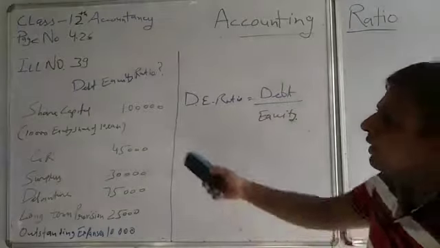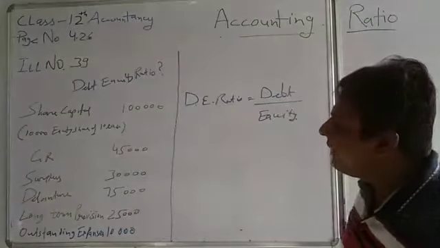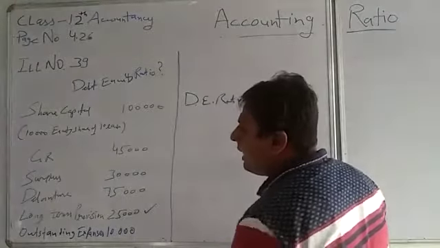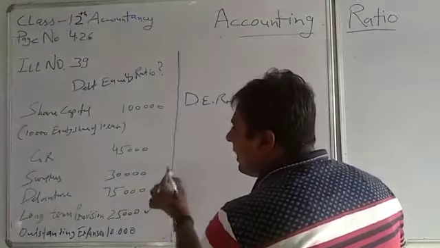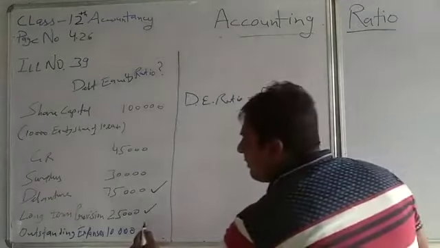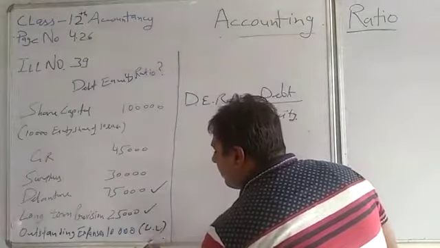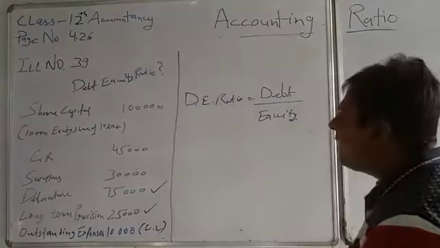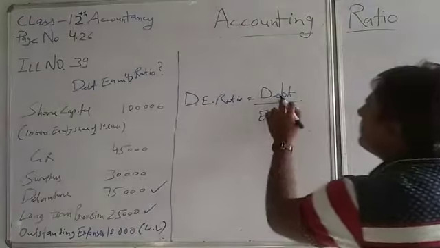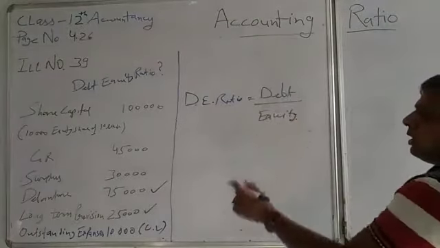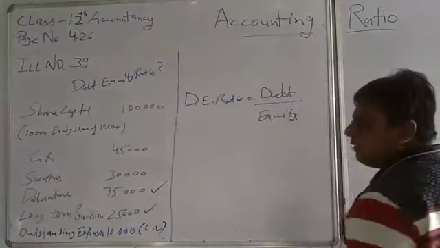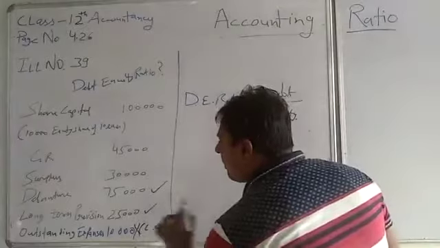See from this information which are the debts. Here, long-term provision is a debt, and debentures are debts. Outstanding expenses is a current liability. Current liability does not come in debt. Debt includes long-term, and current liability is short-term debt. That's why it is not covered in this, so it will not be covered.